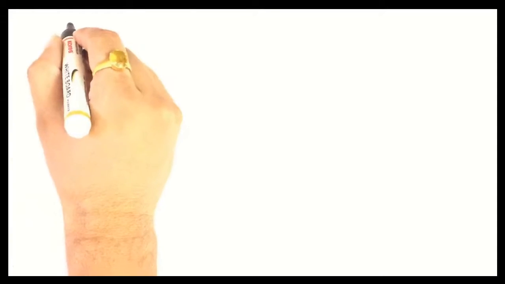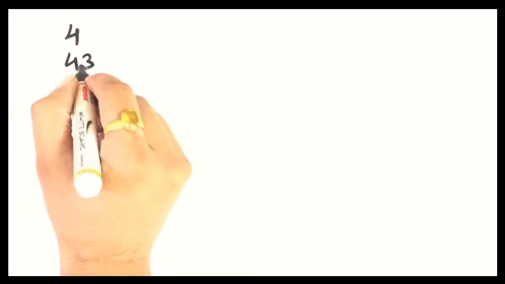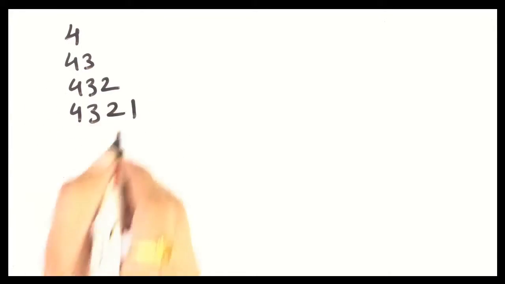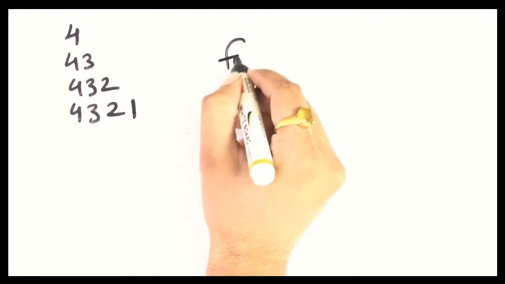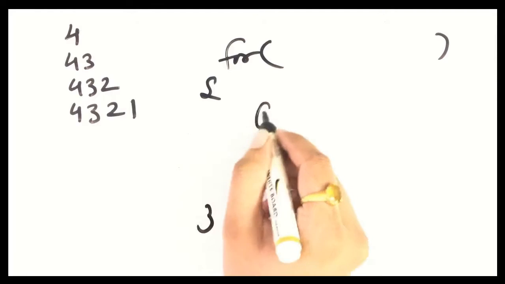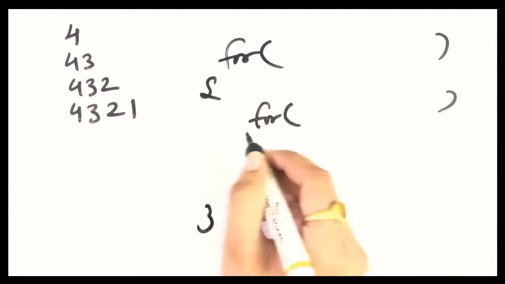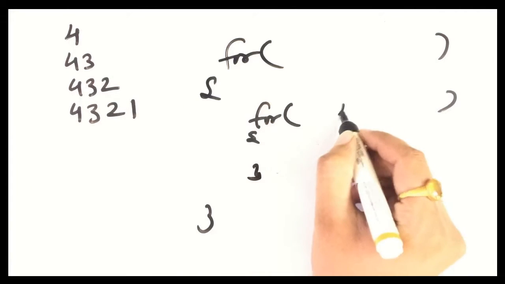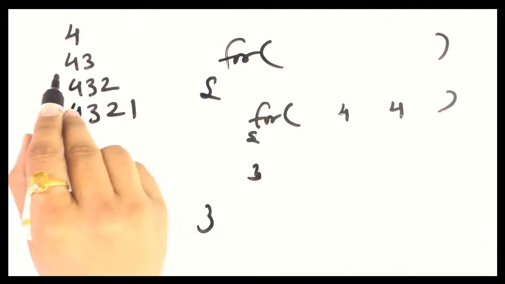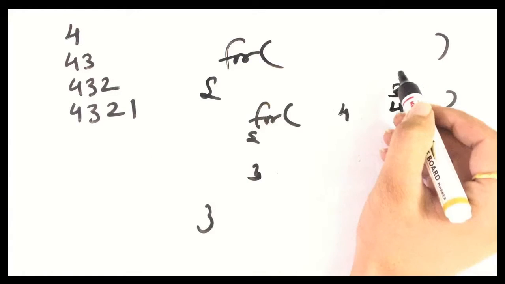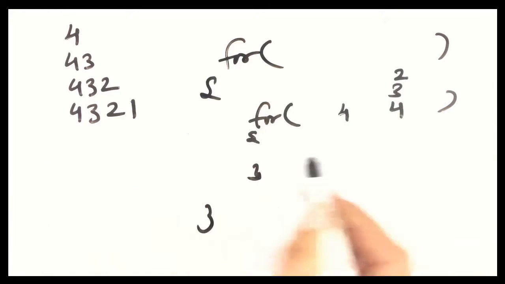For the pattern 4, 4, 3, 4, 3, 2, 4, 3, 2, 1, we will write 4, another 4. First is 4, so it should vary from 4 to 4. Then 4, 3, so 4 to 3. 4, 3, 2, so 4 to 2. 4, 3, 2, 1, so 4 to 1.